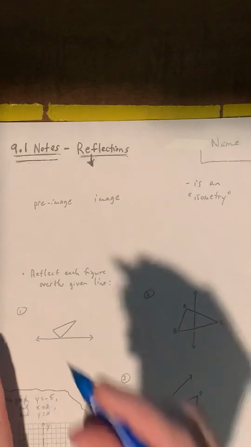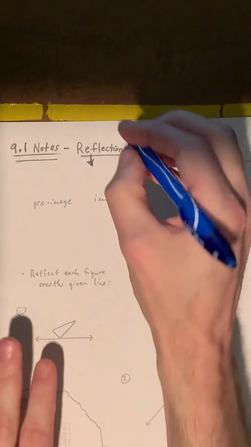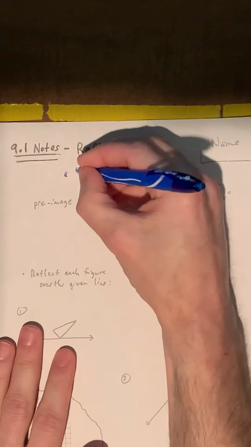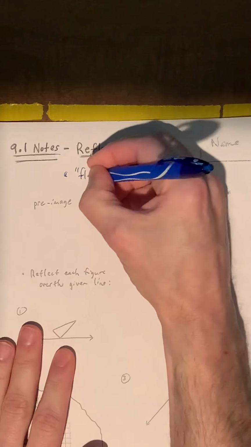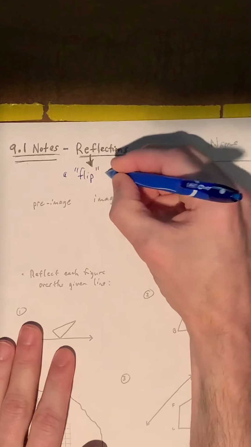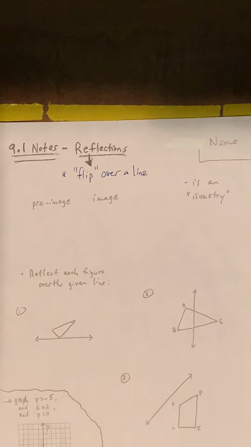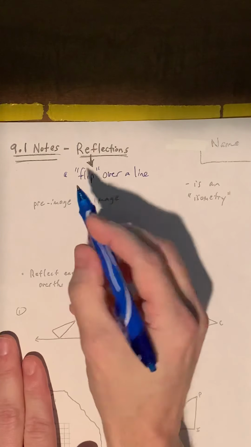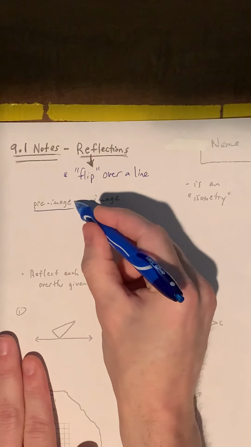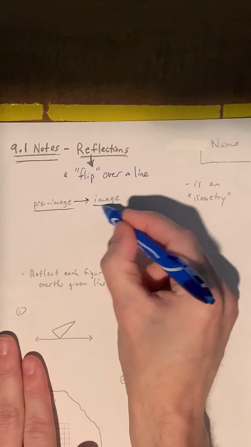Remember that when you reflect a figure, you flip it over a line. So a reflection is a flip over a line. There's always a line that you're reflecting it or flipping it over, a line of reflection. Okay? Remember the before shape or figure is called the preimage, and the shape after is called the image.